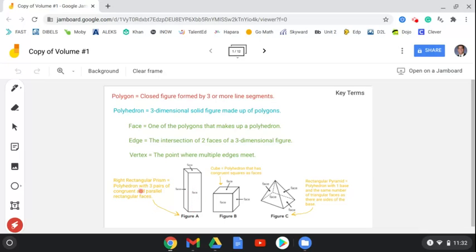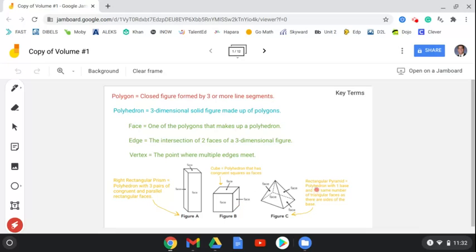So figure A is a right rectangular prism. Figure B, we have here a cube. A cube is a special right rectangular prism because it is a polyhedron that has congruent squares as faces. So as the right rectangular prism has rectangles or squares as faces, a cube has all squares as faces.